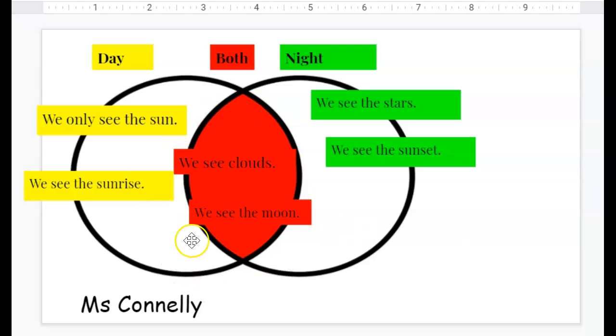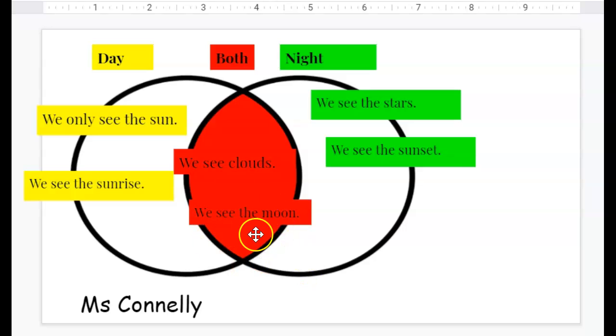Now, things that happen both during the day and night go in this section. And during the day and night, you can see the clouds. At night, you can see them lots of times in the sky when there's a moon, and you can see the clouds passing by because the moon is so bright, you can see those clouds. And of course, you can always see clouds during the day.